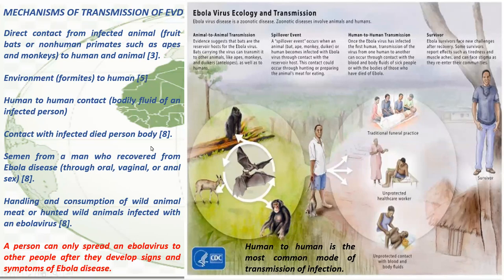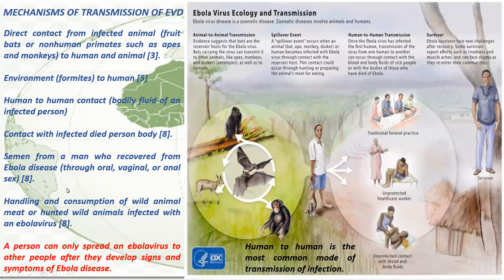Then someone that has recovered from the Ebola virus can also pass the virus through their semen, especially by oral, vaginal or anal sex contact, for as long as 3 months. A person can continue to pass the virus even though the person has recovered.